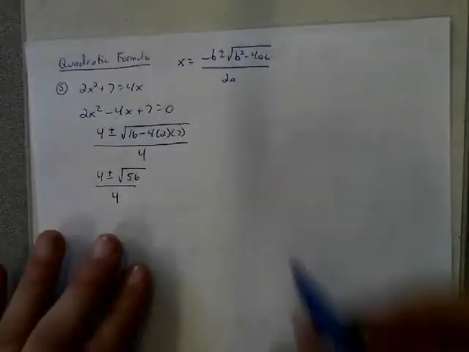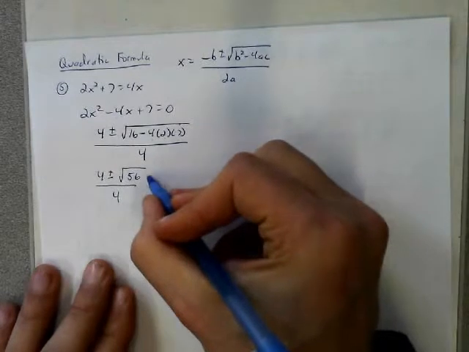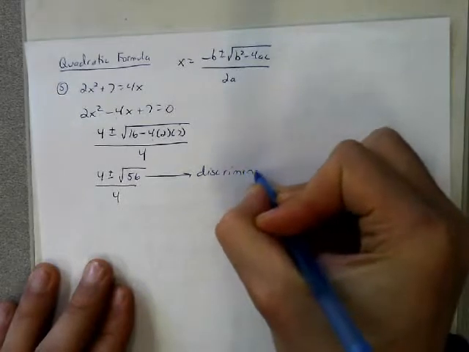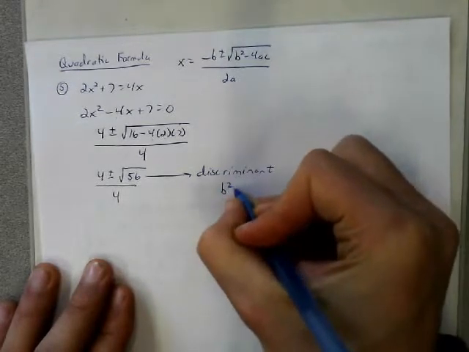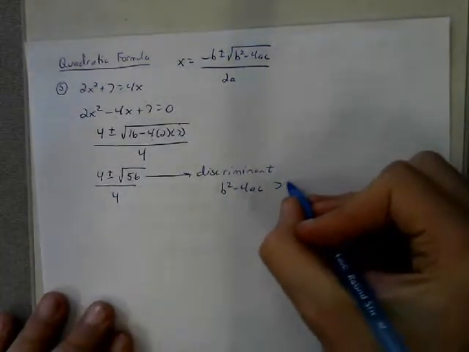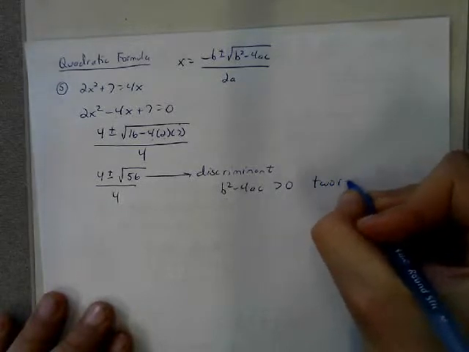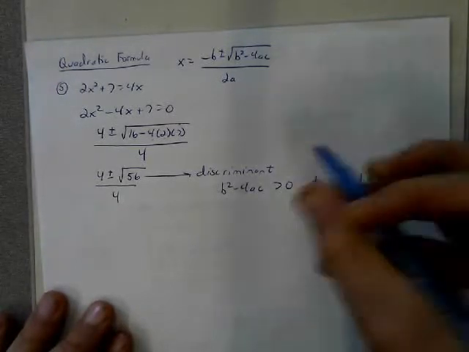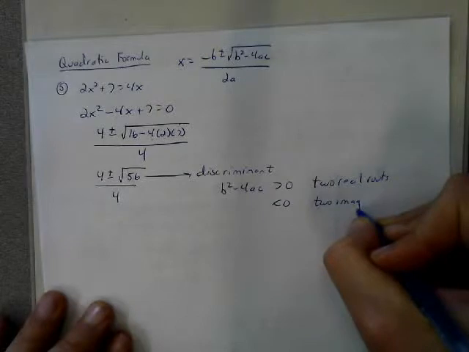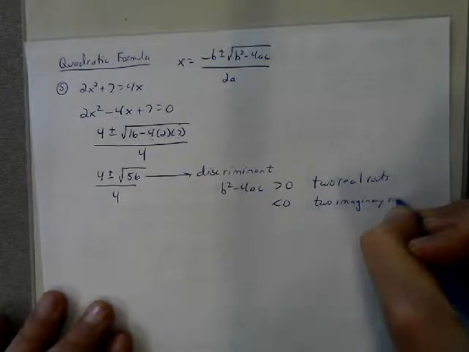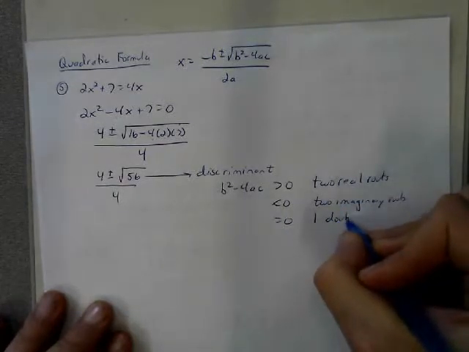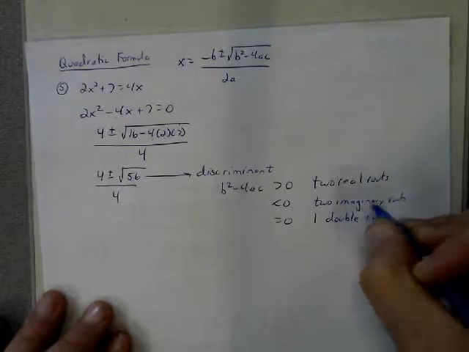Just to kind of review this, the inside of this radical is what we call the discriminant. The discriminant again is b squared minus 4ac. And the only reason why it's important is because it tells us what kind of roots we have. If this is bigger than 0, we're going to have 2 real roots. If it's less than 0 or negative, we're going to have 2 imaginary roots. And if it's equal to 0, we're going to have 1 double root. And we'll talk about double roots next year, as well as triple roots and so forth.